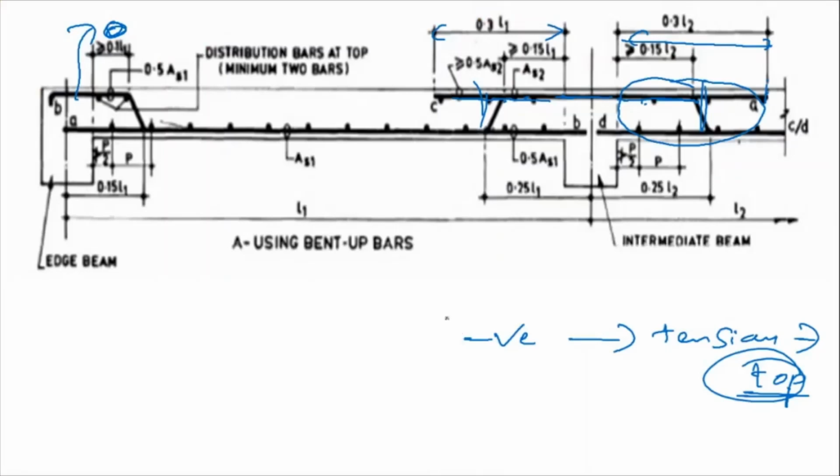So the point is, whatever the Ast you have designed here, 50% of that has to be provided at the top in the discontinuous edge, and that has to be extended to the length of 0.1 L. This is not clearly visible here, but this is 0.1 L. So whatever main reinforcement you have designed here, 50% of the steel you have to provide here, and that has to be provided till the length of 0.1 L beyond the support. So these are the three clauses to provide the reinforcement in two-way slabs.